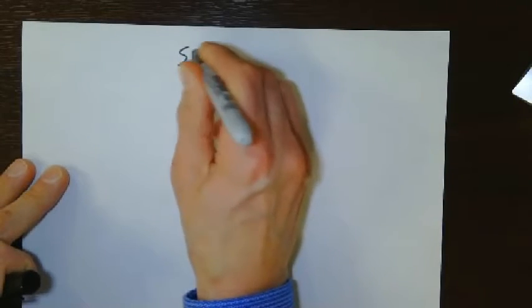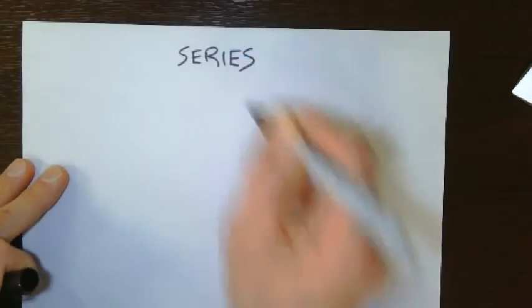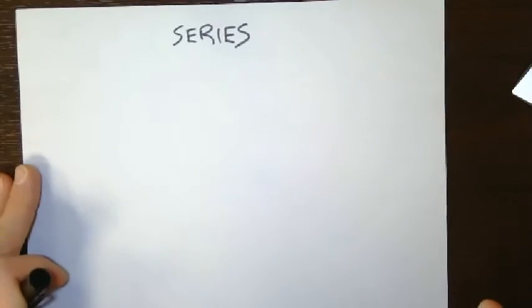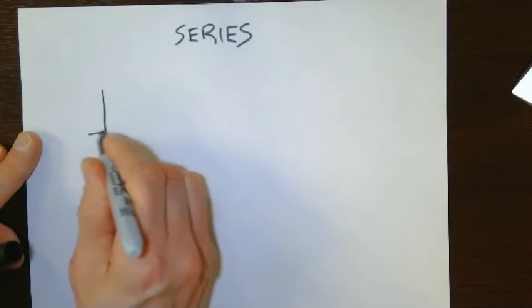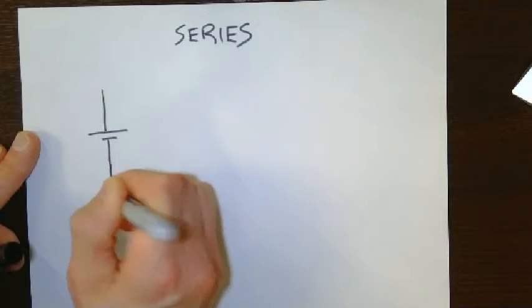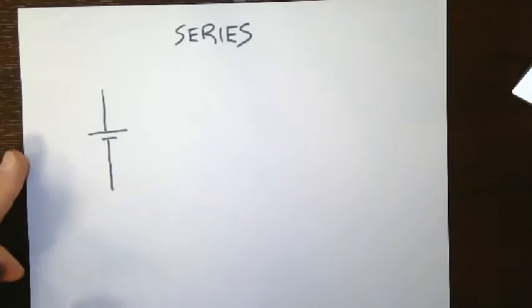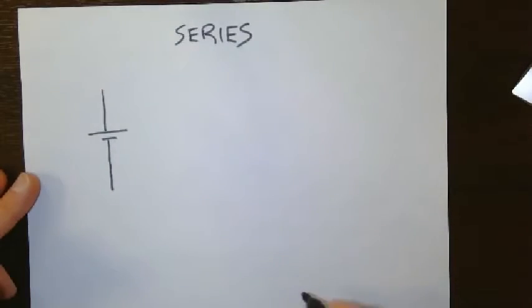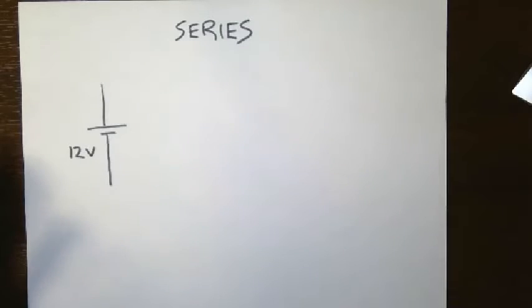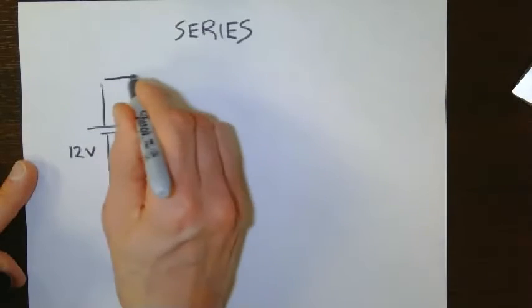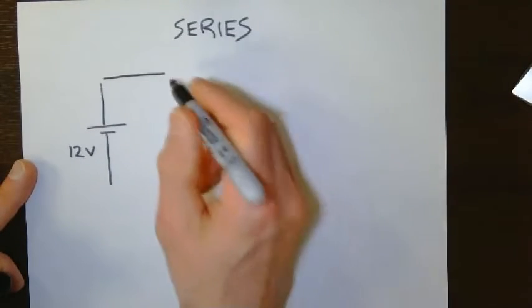The first type of circuit I'm going to do is a series circuit. And I'm going to start by sketching that circuit. I'll start off with a battery. Let's make that a 12-volt battery. And then I'm going to place two resistors in series with that battery.